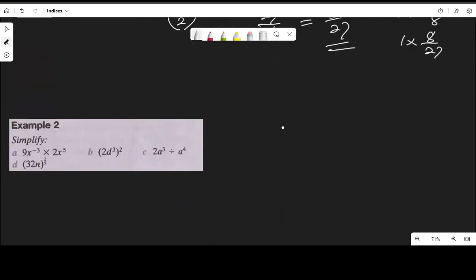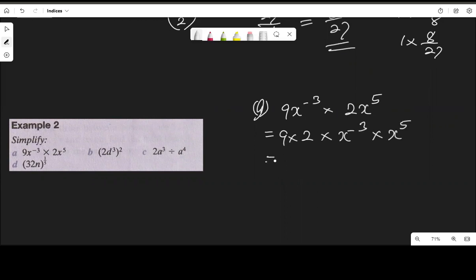Example 2, it says simplify 9s to the power of negative 3 multiply by 2s to the power 5. First of all, we need to multiply the numbers. 9 times 2, then s to the power of negative 3 times s to the power of 5. 9 times 2 is 18, s to the power of negative 3 plus 5, which is 2, so 18s squared.